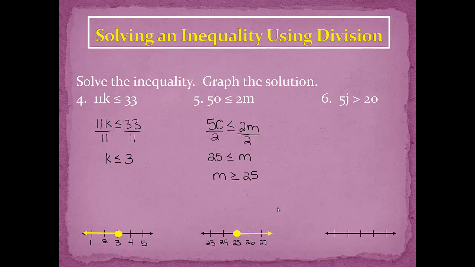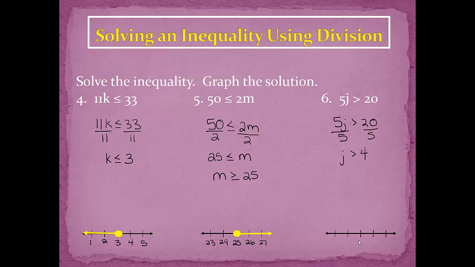And now for number 6, we have 5j is greater than 20. We are multiplying 5 times j, so we will divide by 5 to solve. So we'll divide on both sides. On the left-hand side, we just have j. Our symbol is greater than, and 20 divided by 5 is 4. So j is greater than 4.